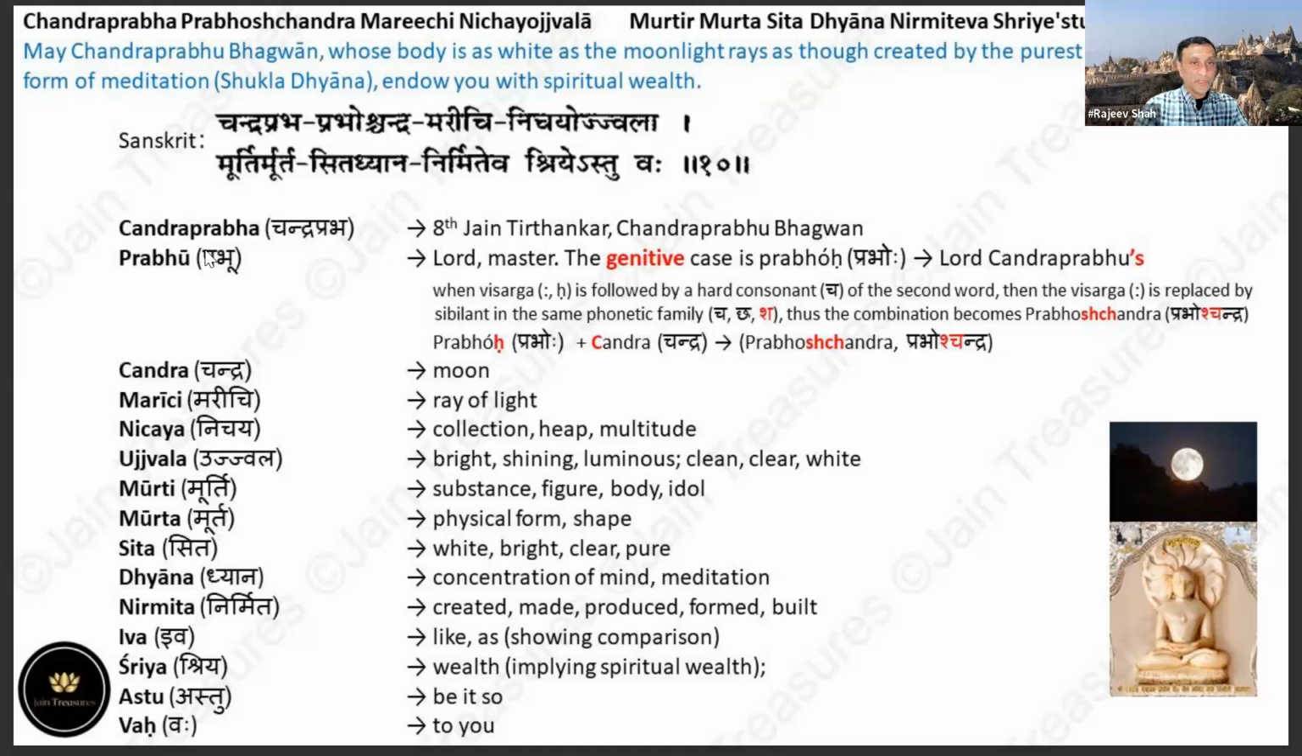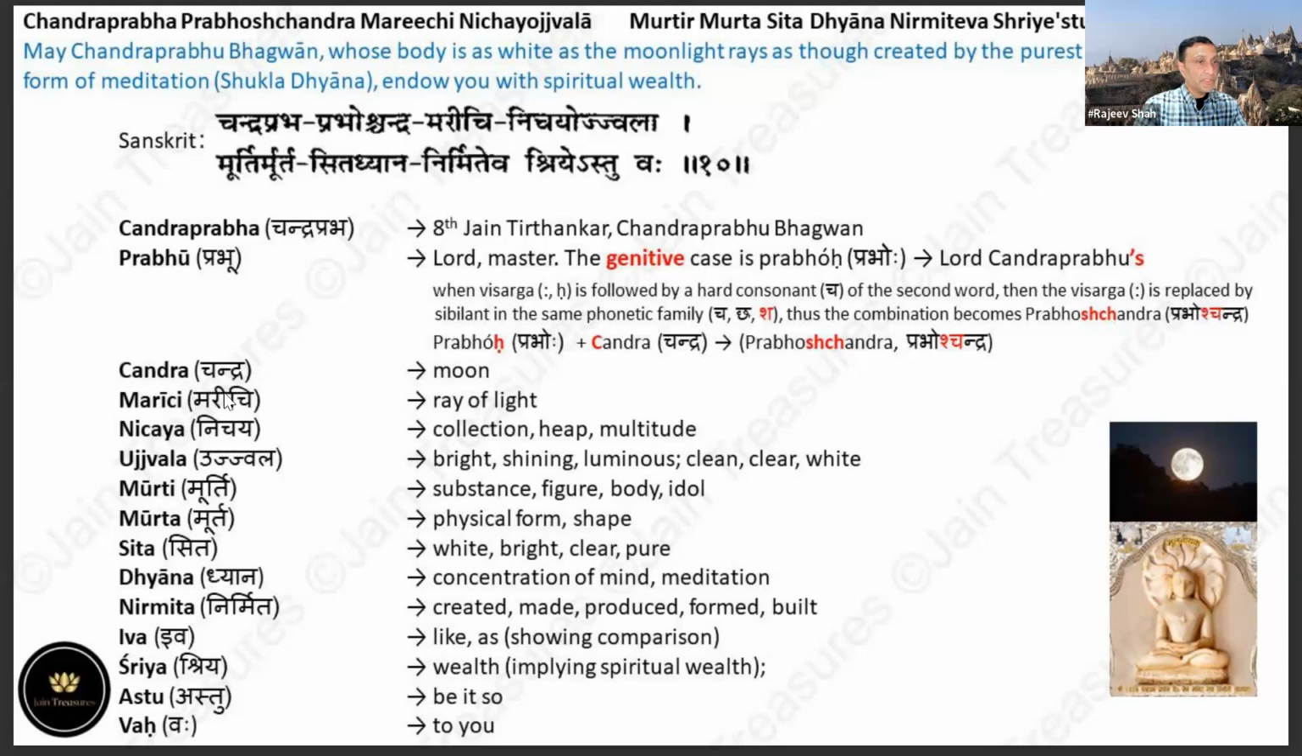So let's look at the word-to-word meaning here. Chandra Prabhu, that's the 8th Tirthankar, Chandra Prabhu Bhagwan. Now it says Chandra Prabha, Prabho. Prabho means Lord or the Master, and this is the genitive case in Sanskrit. Genitive case means possession, like Rajiv's computer or Mira's house. So it's Lord Chandra Prabhu's, giving the possession. And again, there's a rule here: when the visarg is followed by a hard consonant, it's replaced by the sibilant, so it's sh. You can say Prabhos Chandra. Prabhos, and you can see the same sh sound, Chandra, Prabhos Chandra, because the visarg has been removed and you've combined it with the next word, Chandra.